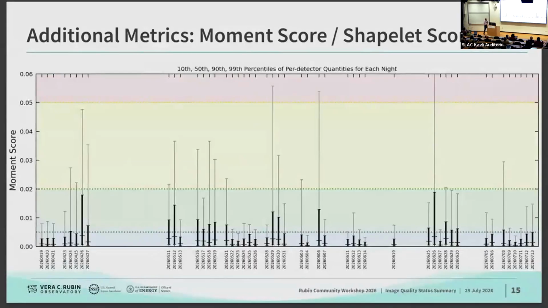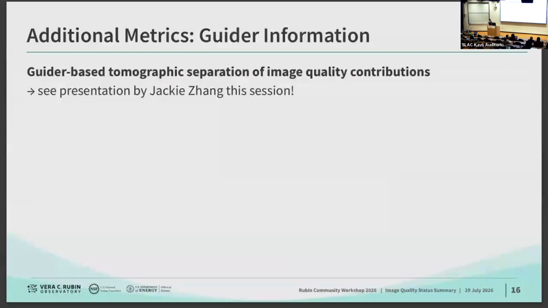This is what those distributions look like over time. In all these time series plots, what you're seeing is the 10th, 50th, and 90th percentile. Because we were really interested in the tails of the distribution on this one, we also show in thin gray what the 99th percentile looks like. You can see, throughout this period from mid-April on, that the vast majority of the PSFs are in this excellent and good category, and that's stable from night to night.